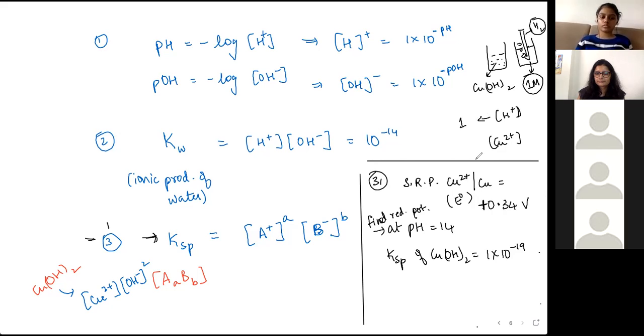Ma'am, when we use the ionic product of water equation, even there the H plus concentration will be 1. No, because that you're applying to this side of the solution, where you're not taking unit concentration, you put some copper hydroxide in it. Okay.